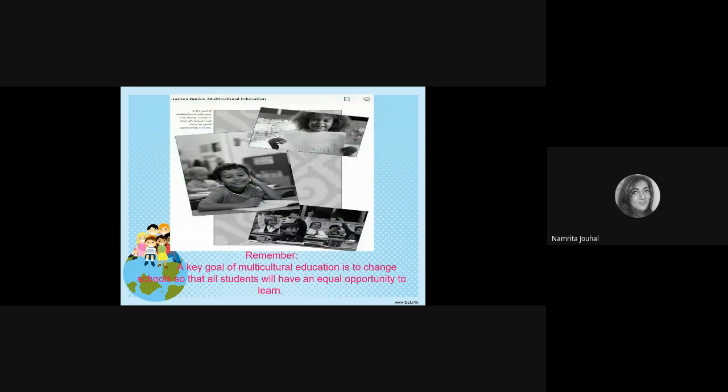So, the key to remember for the lesson is that multicultural education is to change schools so that all the students will have equal opportunities to learn. So, ensure that you have that implemented in your school community, so that every child has that equal opportunity to develop and grow as an individual.